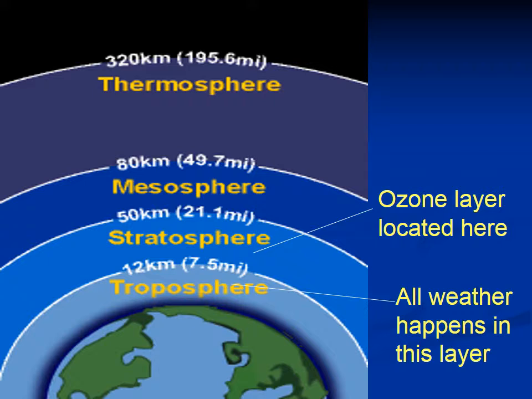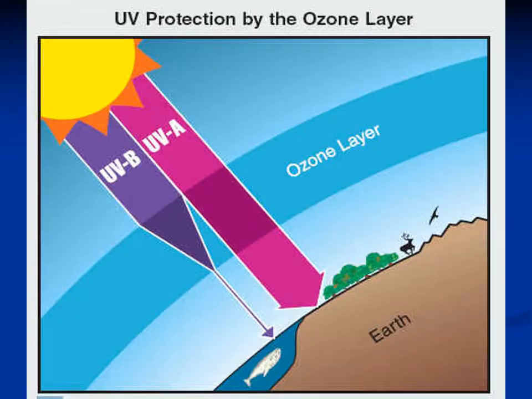Here's another diagram just showing you a different kind of visual to help you understand it better. The troposphere is the layer that is surrounding Earth. That's where all the weather across the globe happens. The ozone layer is only located in the stratosphere. Then you have the mesosphere and the thermosphere. Again, UV protection by the ozone layer. The ozone layer lets UVA rays through, but it traps a lot of the UVB rays. The UVB are the bad UV rays that are most harmful to life. And so part of the job of the ozone layer is to trap those rays.